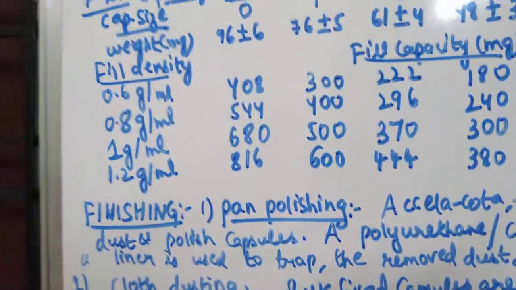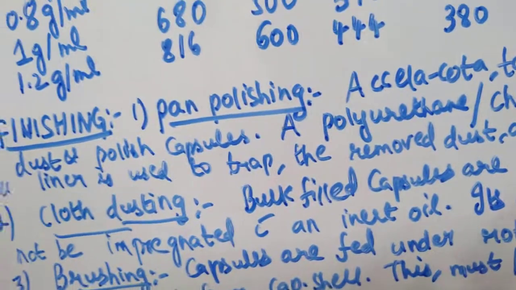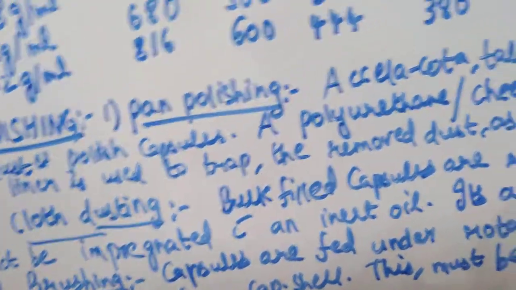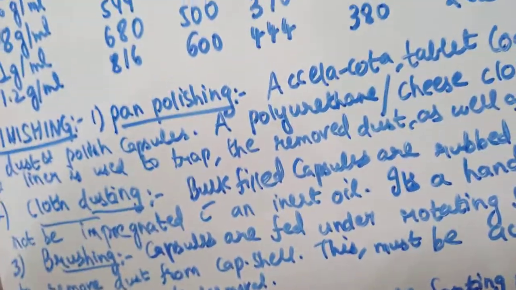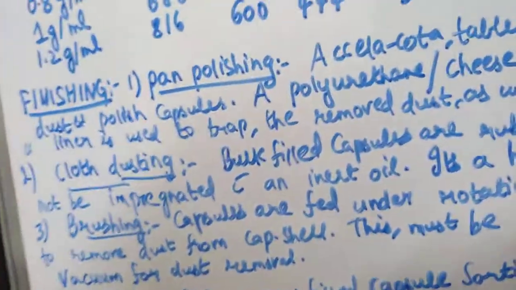The following methods are pan polishing, cloth dusting and brushing. These are the methods most commonly used based on the output, based on the formulation and based on the required final appearance.